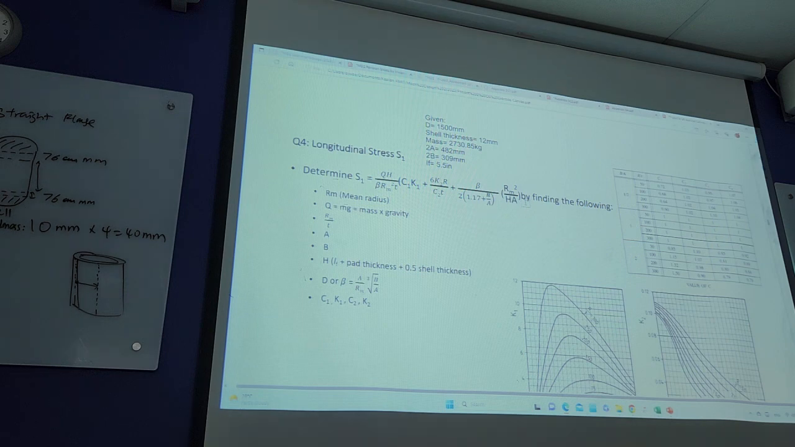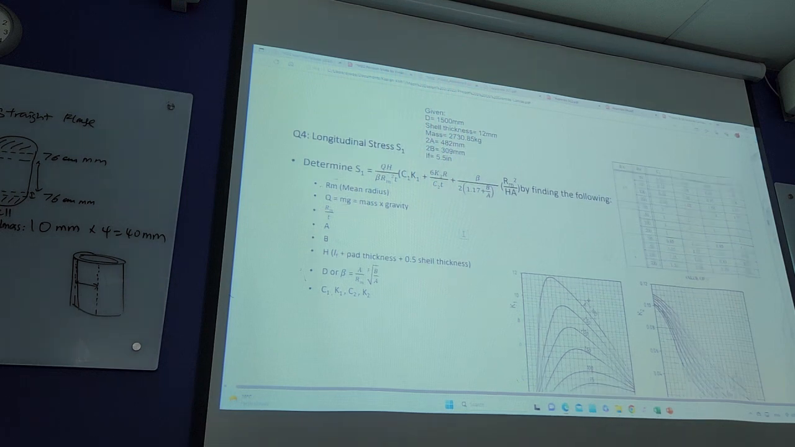Sorry, why is back thickness 12 mm? Oh, because our shell thickness is 12 mm. No, the pad thickness, because it is similar to the shell thickness, 12 mm. Oh, okay. But for your project, I mentioned just now, not more than 1.5 times. Okay. Alright, so just to make it simpler, we take it as similar to the shell thickness.